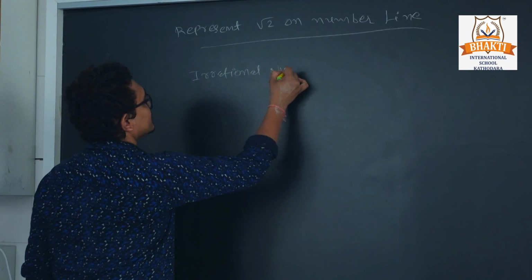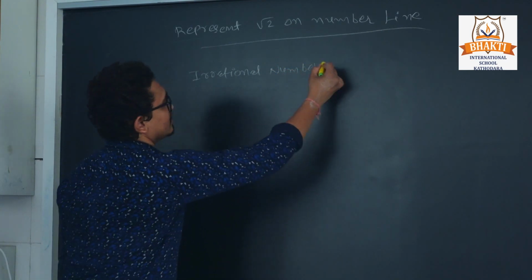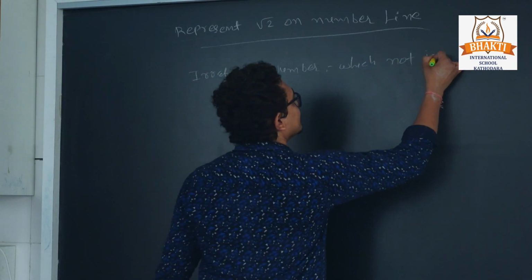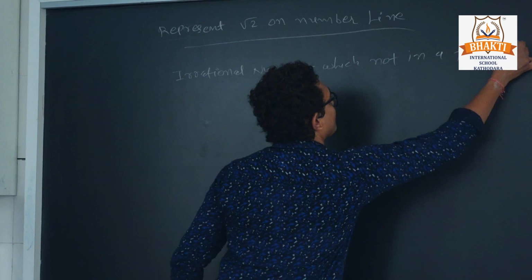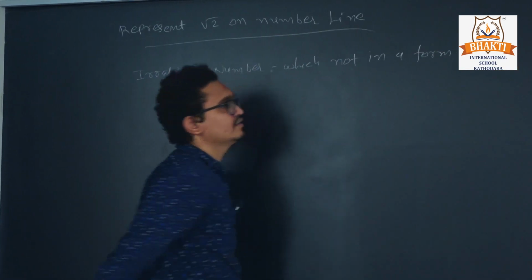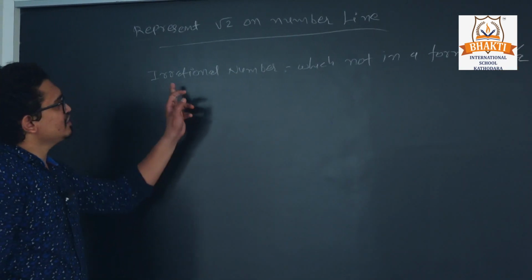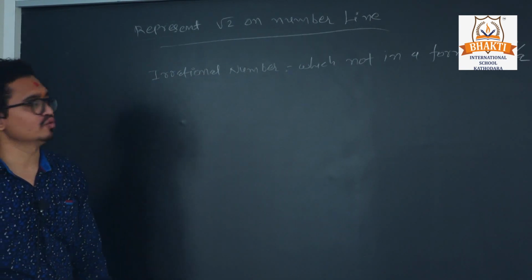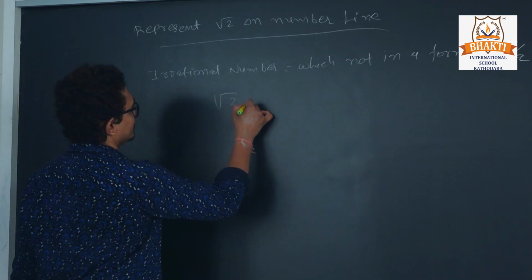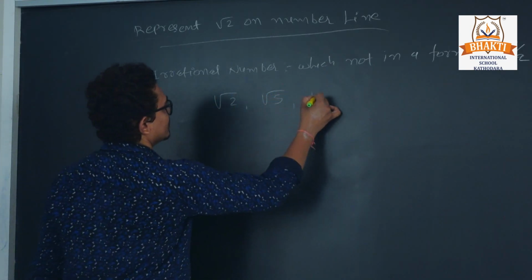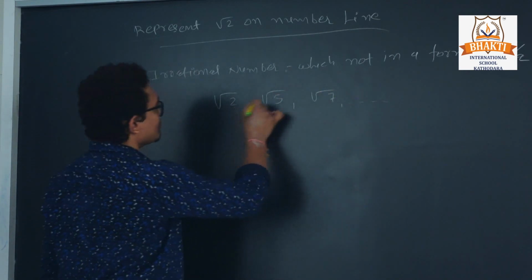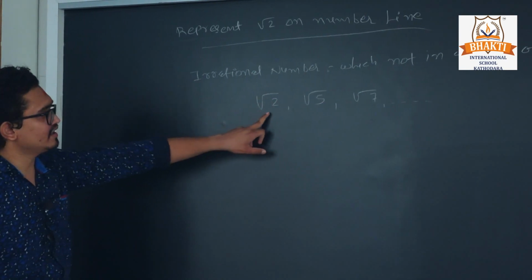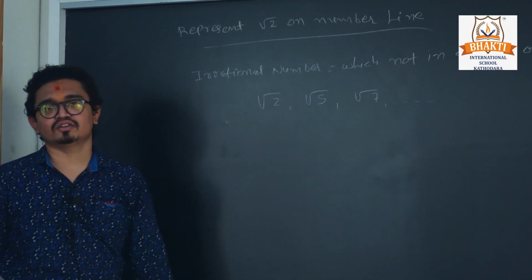Irrational numbers are those numbers which are not in the form of p upon q. Suppose we take the examples of root 2, root 5, root 7. All these numbers are called irrational numbers because we cannot convert them into p upon q form.